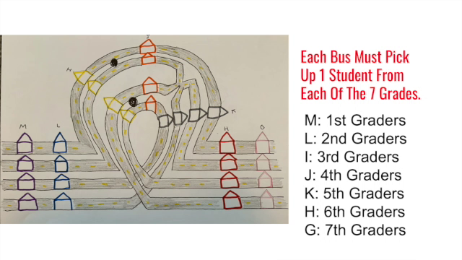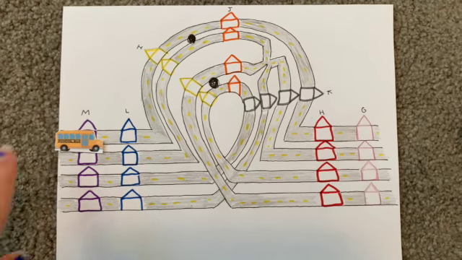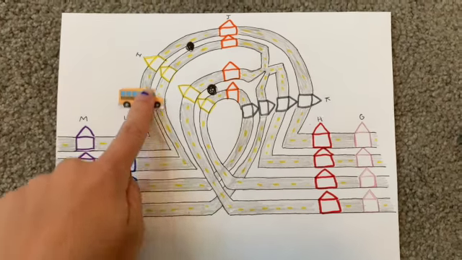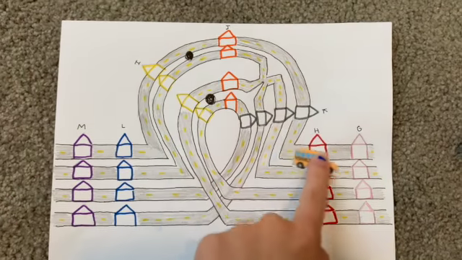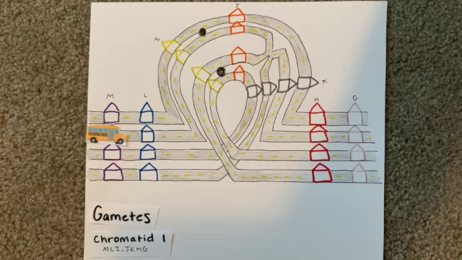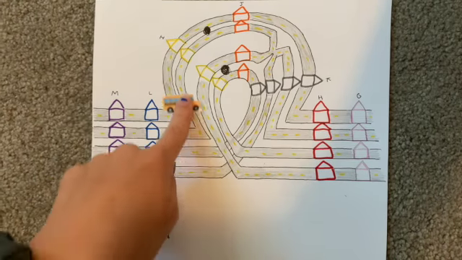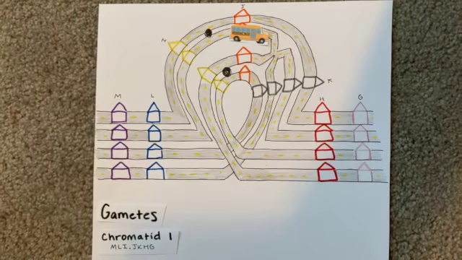Let's think of our diagram as 4 different routes that 4 different school buses take to pick up kids. These buses must pick up kids from grades 1 to 7. Following the route for chromatid number 1, we will pick up an MLI centromere JKHG. Let's look at our second chromatid. Following our route, we will pick up MLI centromere J, and here's where things get a bit different.